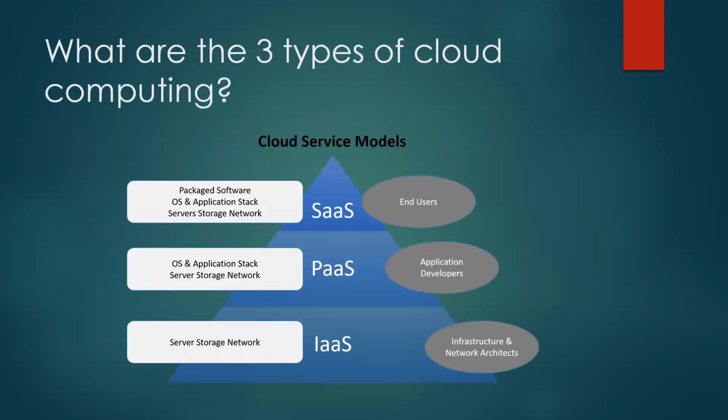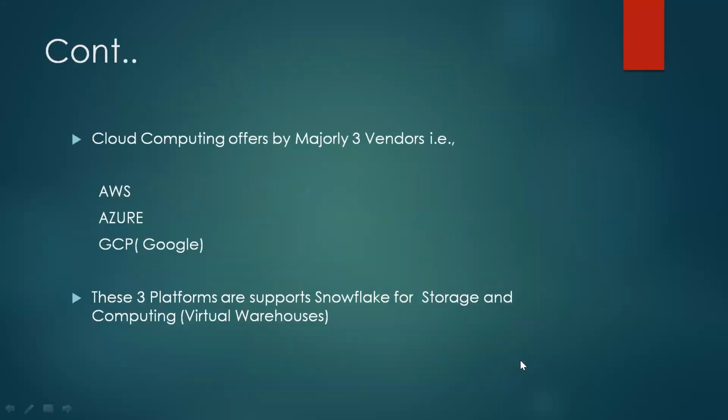What are the three types of cloud computing? SaaS, PaaS, IaaS. SaaS means software as a service. PaaS means platform as a service. IaaS means infrastructure as a service. Packaged software, OS, and application stack, server storage networks. This is for end users, application developers, and infrastructure and network architects.